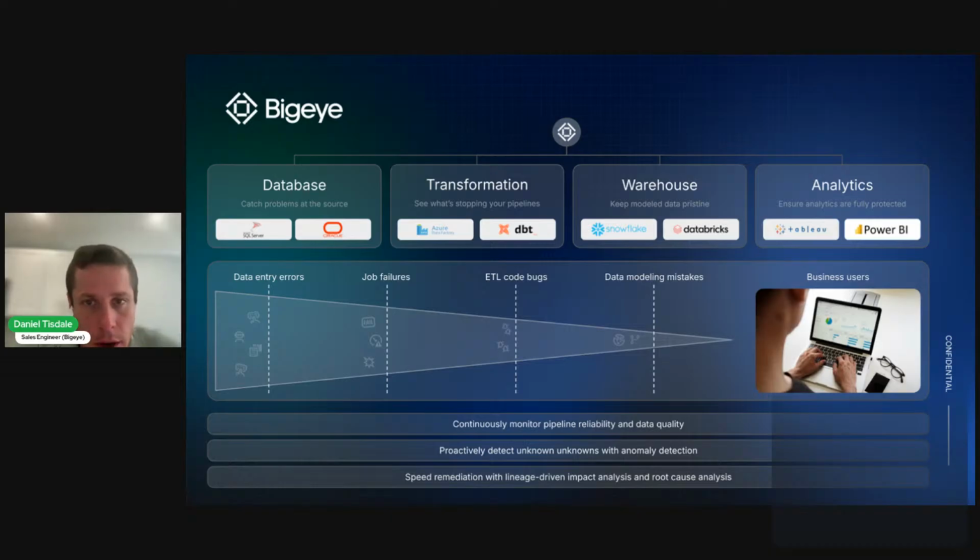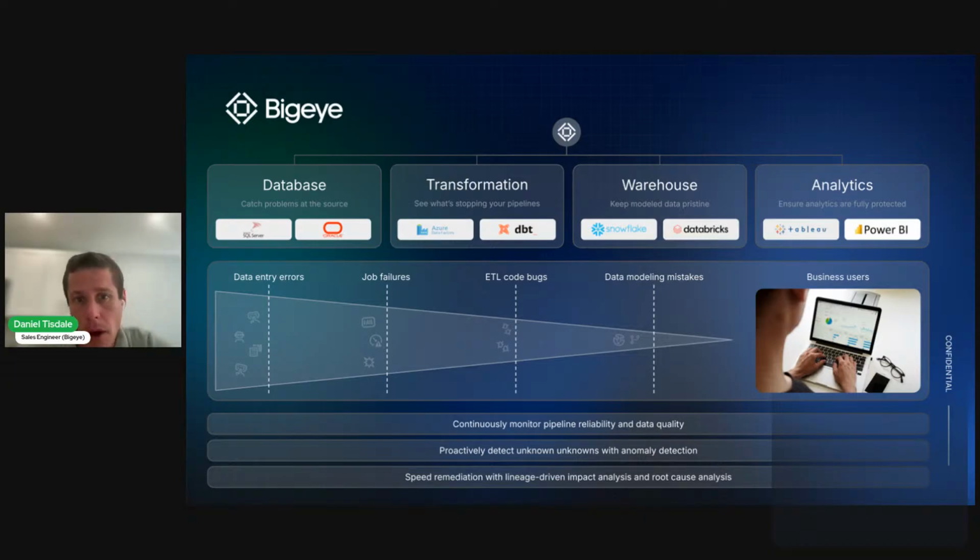So as far as where we can help across the entirety of your data ecosystem and pipeline is we're able to catch problems at the source system. So we have a number of different connectors into both cloud systems as well as some of the legacy on-prem systems. That's one of the big value propositions of Bigeye in general is our ability to connect to some of those older on-prem systems.